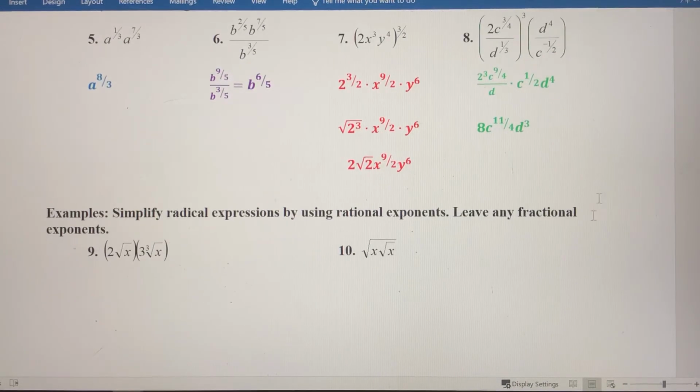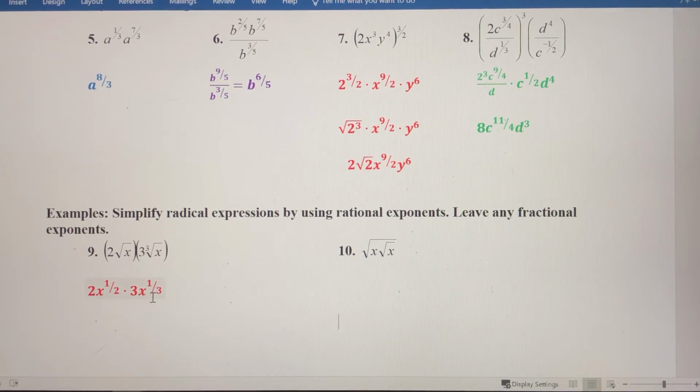Number 9. Let's write both of these using fractional exponents first. So 2 radical x is 2 times x to the 1/2 power. Notice only the x is to the 1/2 power. This is 2 to the 1st. And then I'm going to have 3 times x to the 1/3. I can multiply the coefficients together. 2 times 3 is 6.